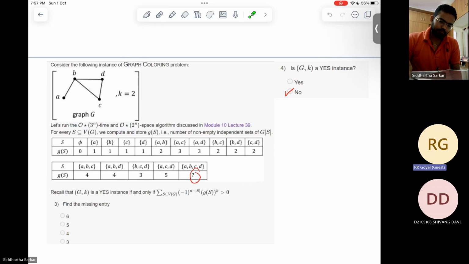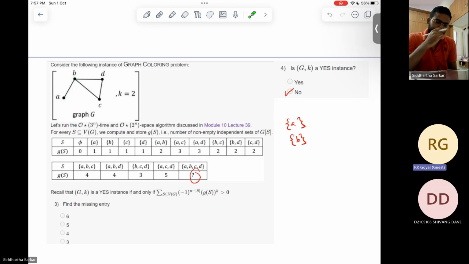Yes, but why is the value corresponding to A comma B equal to 2? Does it mean that there are two independent sets having the elements A and B? So A itself is an independent set, B itself is an independent set, and there are two different non-empty independent sets of the graph AB.